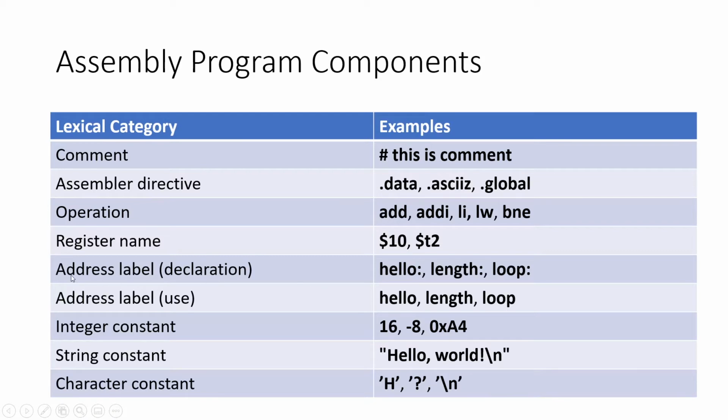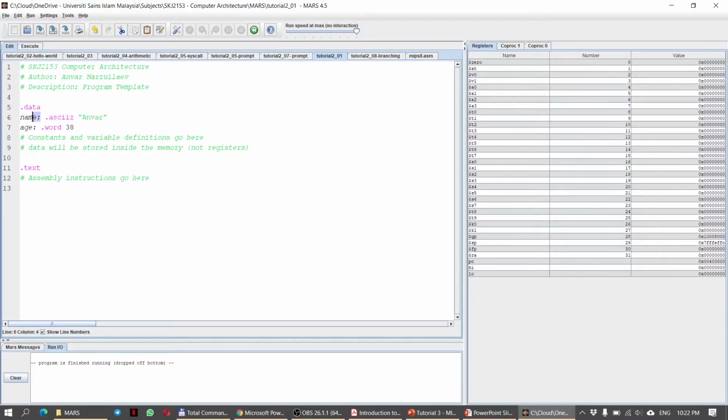Then we have the address label. So the thing is, here, as you can see, we can create a label. In this case, we create the label for this variable here, right? So this one is called age. Also, we can have a label for our program. For example, here we can say main, and then we start adding some lines of code. So now we create the label for our code.